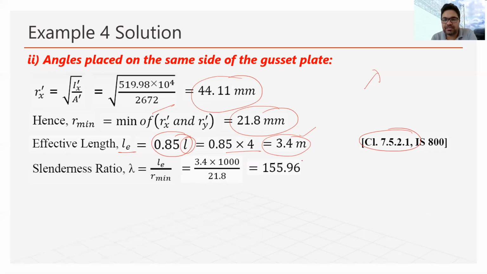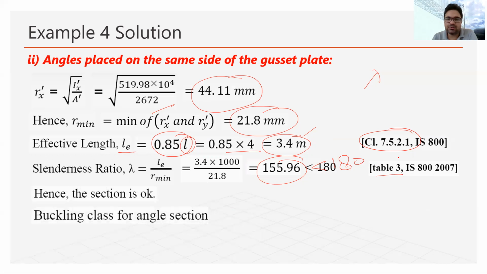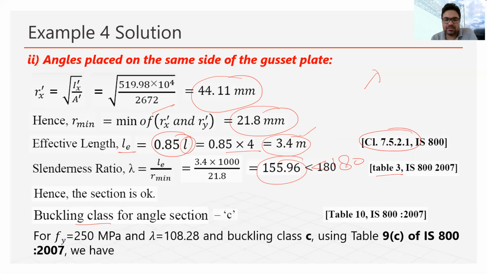155.96. So again, you can see this ratio is less than 180. So again, it is safe, because this reference is from table 3. Now we will find the FCD value. For that, first we need to find the buckling class. We already know that the buckling class for our section will be C, and using Fy as 250, lambda as 108, and buckling class as C, using this table we will find the value of FCD.